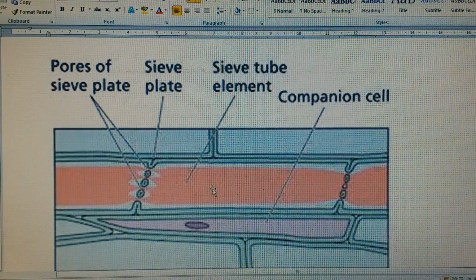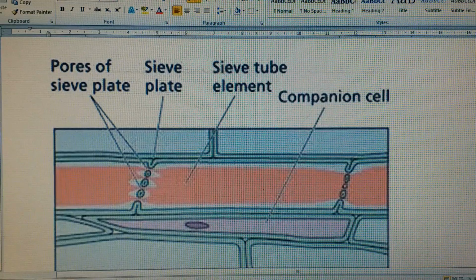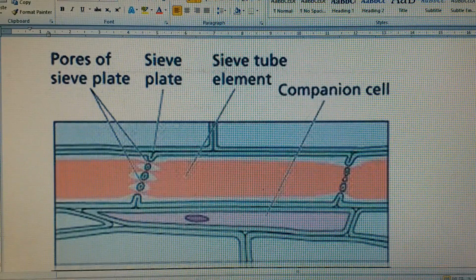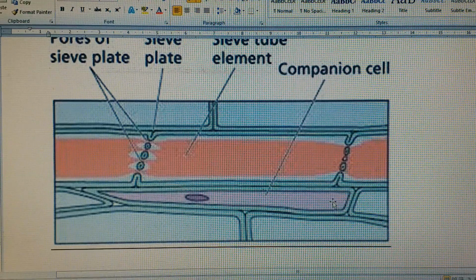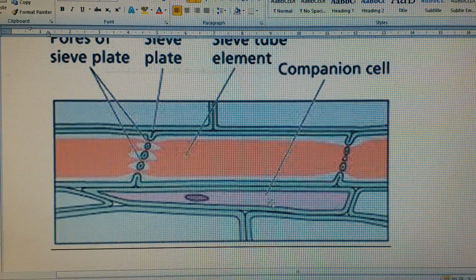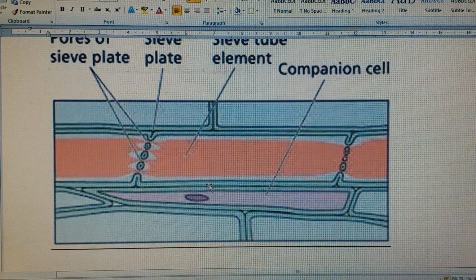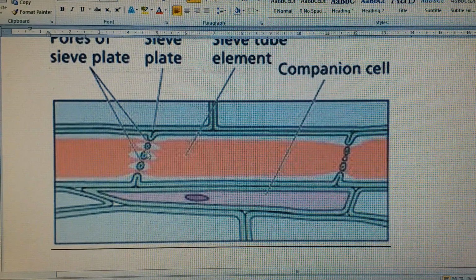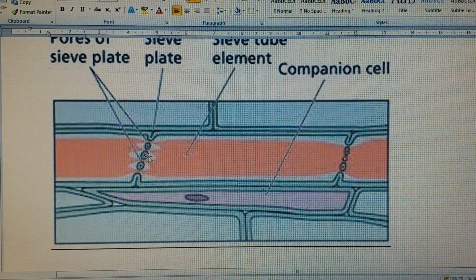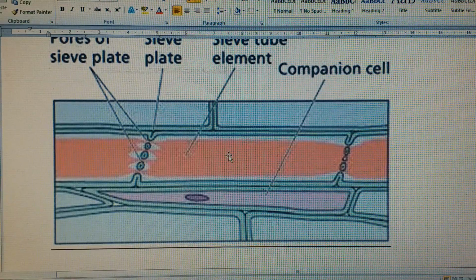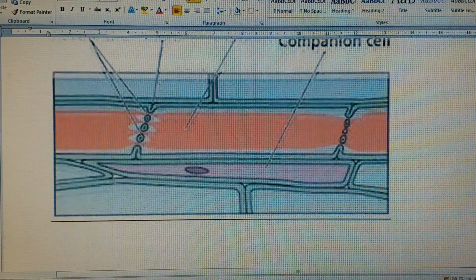Food can be flowed out. So sieve cells are used to transport the food items, and these are the companion cells. These are also living cells. The prominent structure is the nucleus over here, and this particular part where the pores are present in the sieve cells is called the sieve plate. This is the sieve plate, and this is the sieve tube element.